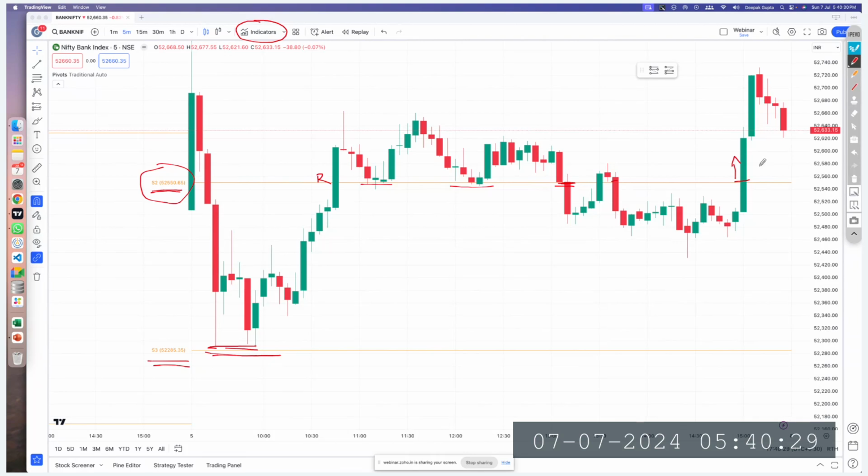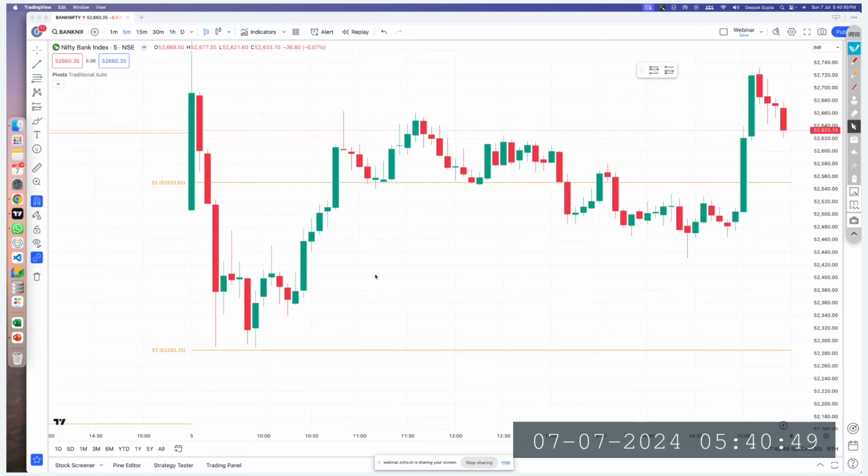This is the first thing that you have to identify on any day. Just open any chart of any asset you want to trade, go to indicator and apply pivot point so that you get an idea of the important levels.